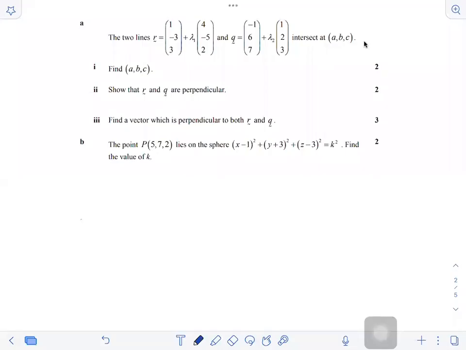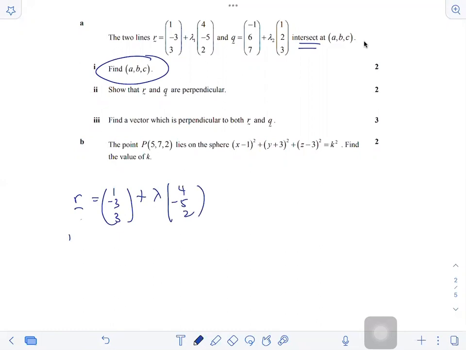Okay, so this is a vector equation question. First of all, we want to find the intersection of these two equations. To find the intersection, if you look at r equals (1, -3, 3) plus lambda (4, -5, 2), then r is x, y, and z. So that's (1, -3, 3) plus lambda (4, -5, 2).